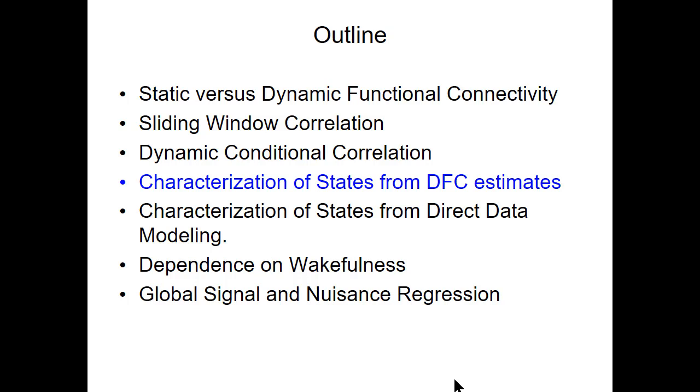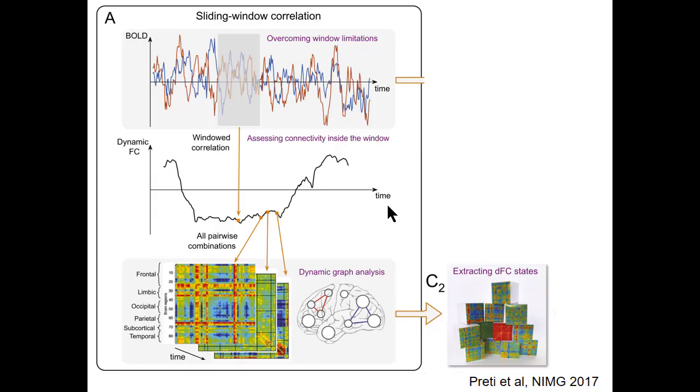So I'm going to focus on one thing that's been quite popular in the area, which is characterizing what states there might be in the brain from the DFC estimates. It turns out there are really two potentially complementary but not equivalent ways of doing that. One is characterizing the states directly from the DFC estimates, which I'll talk about first, and then we'll talk about direct data modeling next.